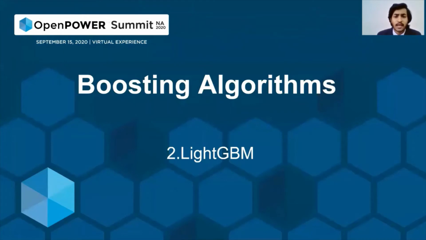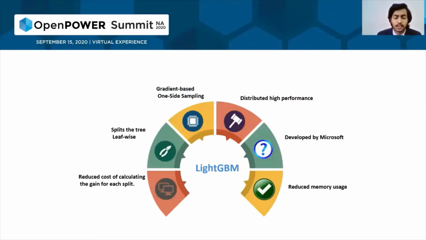Our next algorithm is LightGBM. LightGBM stands for Light Gradient Boosting Machine, and it was developed by Microsoft Corporation in 2017. It is a robust, distributed, and high-performance gradient boosting framework that is used for classification, ranking, and many other such machine learning tasks. The word light owes to its surprisingly fast nature.